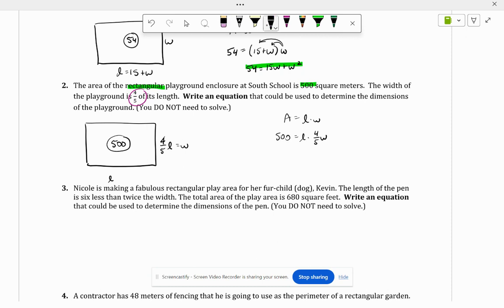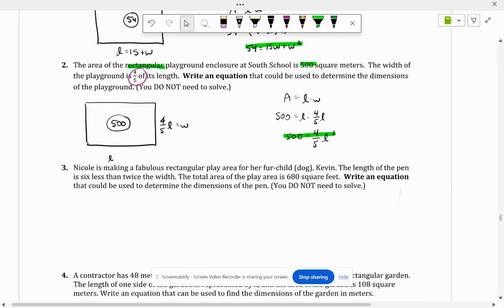So I could go ahead and, ooh, I made a mistake. There we go. I could go ahead and multiply it out, and I would get 4/5 L times L, which would be L squared.